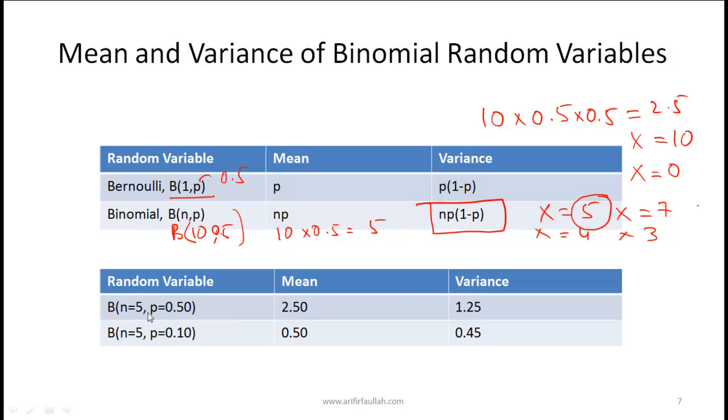What if we have n equal to 5, p equal to 0.5? Then the mean is 5 into 0.5, which is 2.5, and the variance is n into p into 1 minus p, which is 0.5 into 0.5, which is 1.25. If you do a binomial experiment with n equal to 5 and the probability of success is 0.1, then the mean becomes 5 into 0.1, which is 0.5, and the variance would be 5 into p, which is 0.1, into 1 minus p, which is 0.9, and that will give us 0.45.